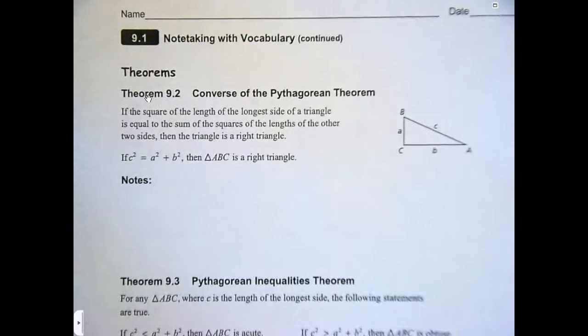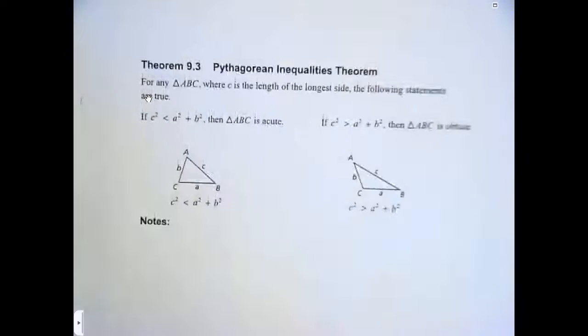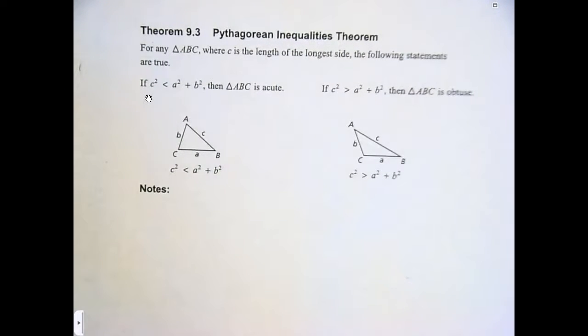So, hey, the Pythagorean theorem says if it's a right triangle, then a squared plus b squared equals c squared. The converse just says, if a squared plus b squared equals c squared, then it's a right triangle. So what happens if a squared plus b squared does not equal c squared? It definitely is not a right triangle, but there are ways to figure out what type of triangle it is.